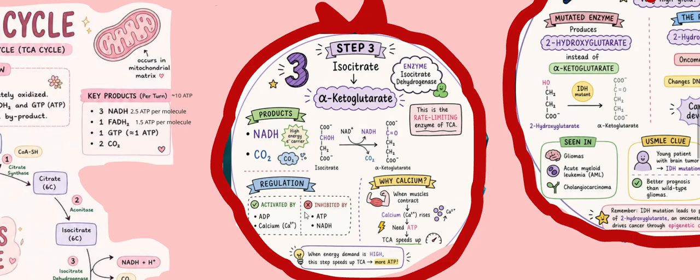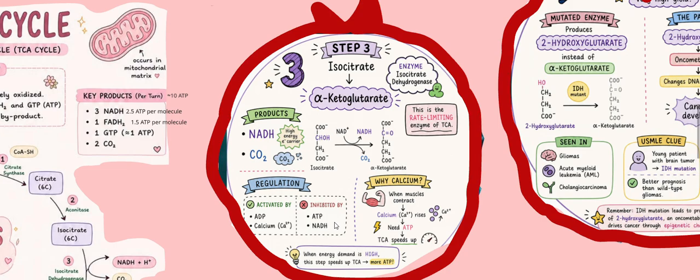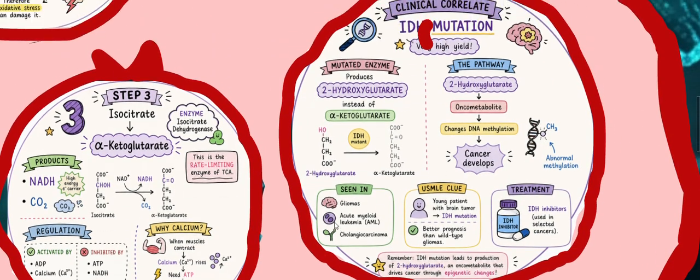Another thing, it's inhibited by high levels of energy, which is your ATP and ADH. Okay, so we're talking about the IDH mutation, the isocitrate dehydrogenase mutation.